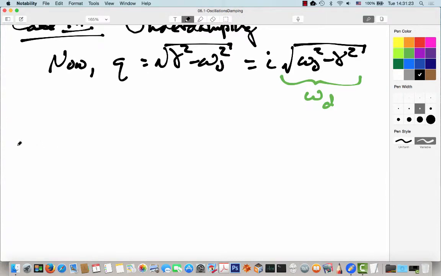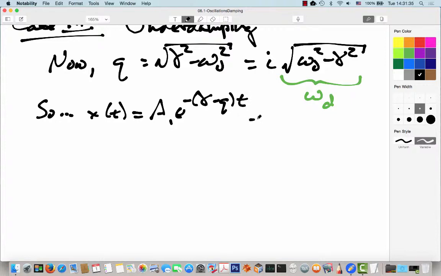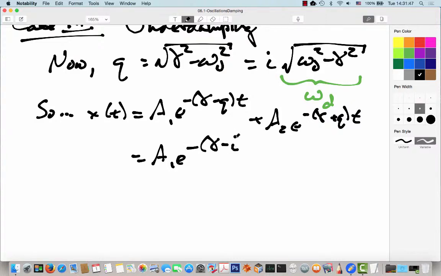So with that identification, our general solution, x of t equals a1 e to the minus gamma minus q t plus a2 e to the minus gamma plus q t, is now going to become a1 e to the minus gamma minus I omega d t plus a2 e to the minus gamma plus I omega d t.